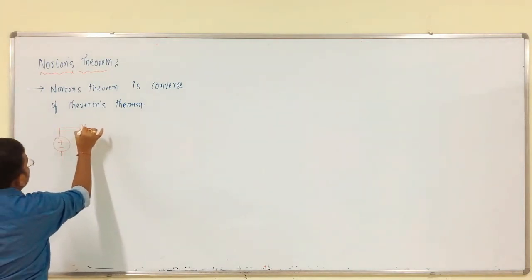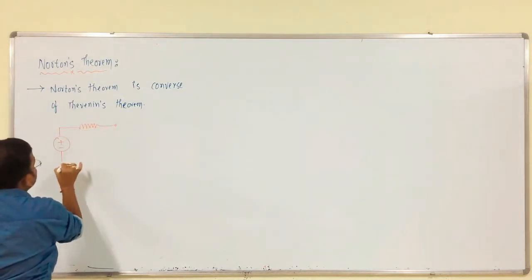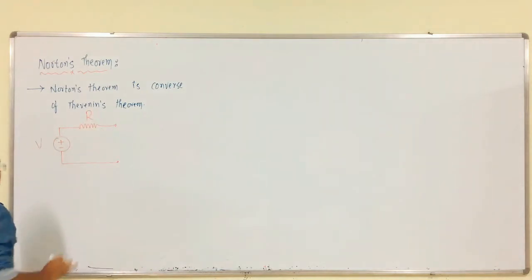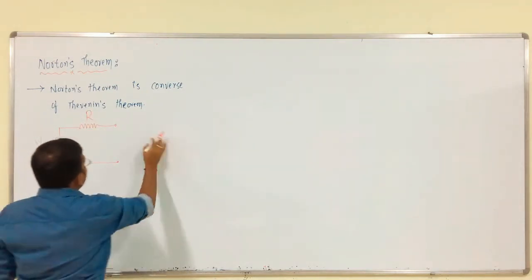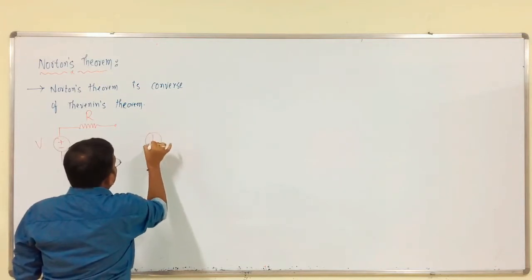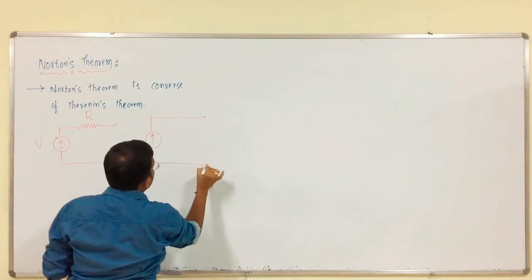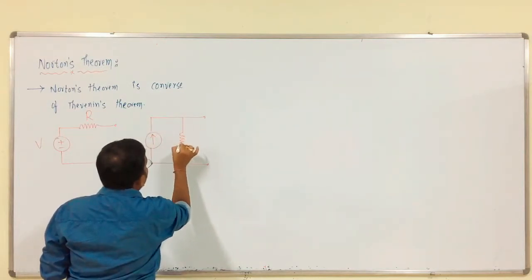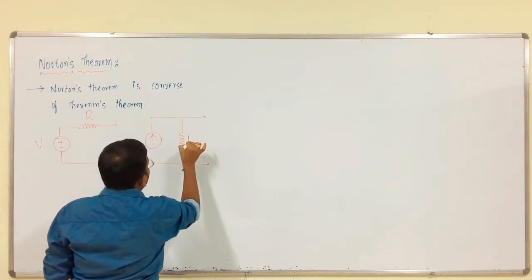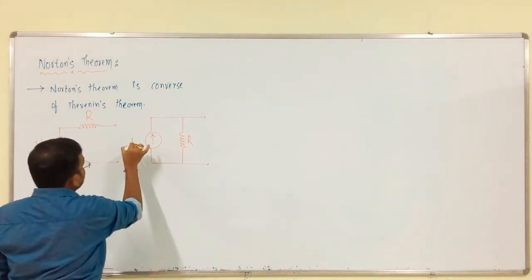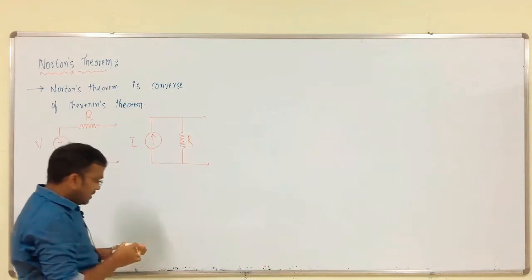We have a voltage source in series with a resistance, right? What is the practical current source? We have a current source in parallel with a resistance, right. So, we have a current source in parallel with a resistance.